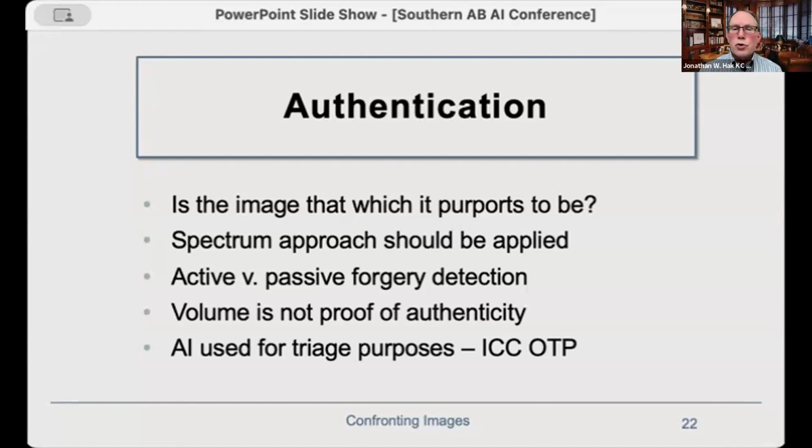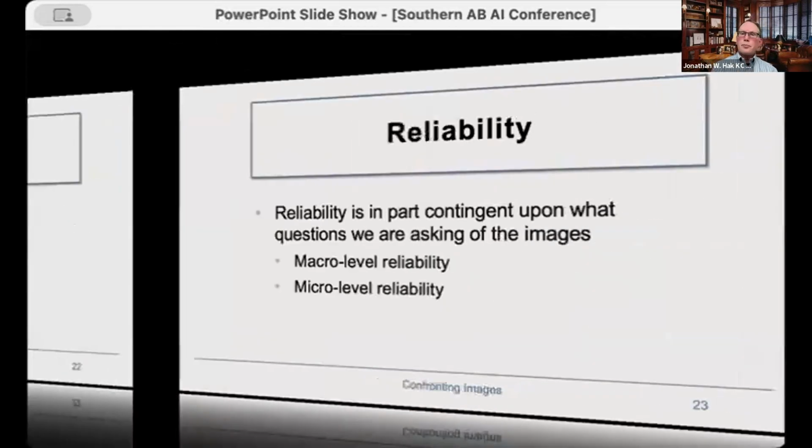And AI is used to triage those images, to look for duplicates, to look for images that perhaps don't show any of those conflicts. And that is just a screening tool. AI doesn't make decisions as to what is evidence. Humans do that, but AI is being used for triage purposes there.